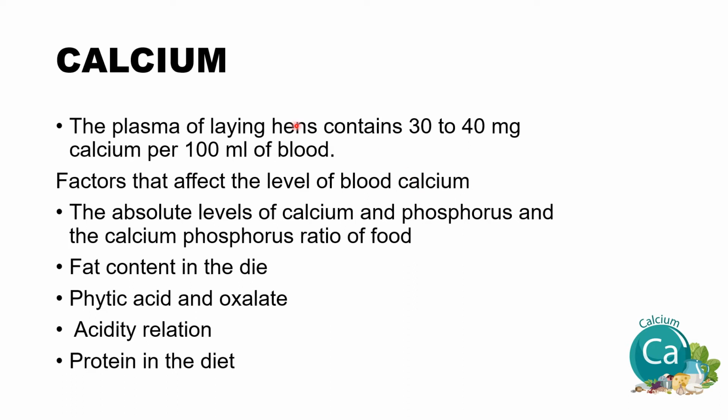So, the plasma of laying hens contains 30 to 40 milligram calcium per 100 ml of blood. Meaning parang mas marami compared to the normal na calcium level doon sa blood ng mga animals. Since, when we say laying hens kasi, nagpo-produce siya ng eggshell. Now, this eggshell, one of its components is yung calcium. So, natural na sa laying hens, dun sa nagpo-produce ng egg, mas madami yung calcium doon sa blood niya, to accommodate yung pag-produce niya ng maraming eggs.